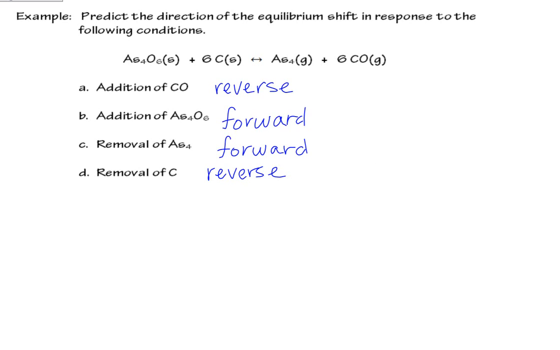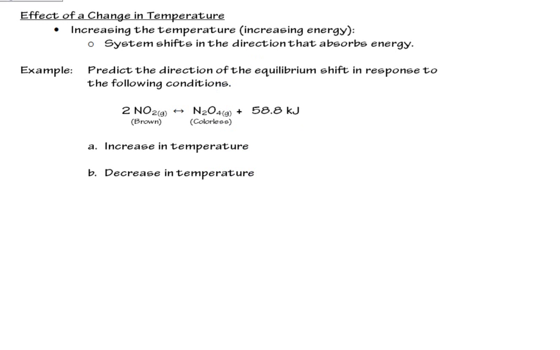We're shifting opposite something that was added, away from whatever was added. Another option, which is actually along these lines, is if you change the temperature, that can affect the system at equilibrium. Think about temperature as an energy value, and sometimes they'll have it written in the equation. There's a few different ways they could show it.